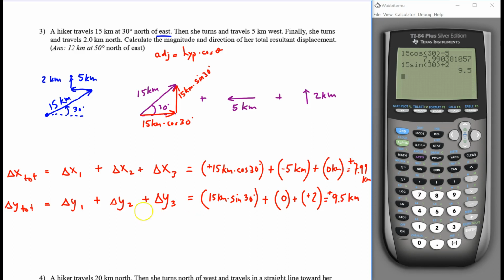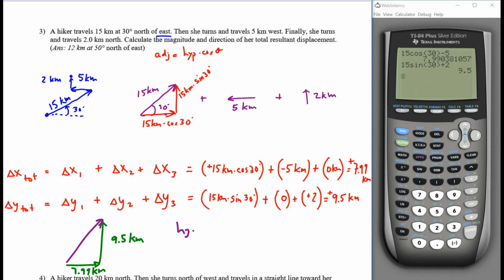Finally, I draw the total x and the total y. When you add up these three displacements like this, on the whole, she's traveling to the right, or east, 7.99, and going north, 9.5. So let me draw that in a new picture. Here's delta x total, 7.99 kilometers. Here's delta y total, 9.5 kilometers. So what's the total resultant displacement? It's the hypotenuse of the delta x total and delta y total.